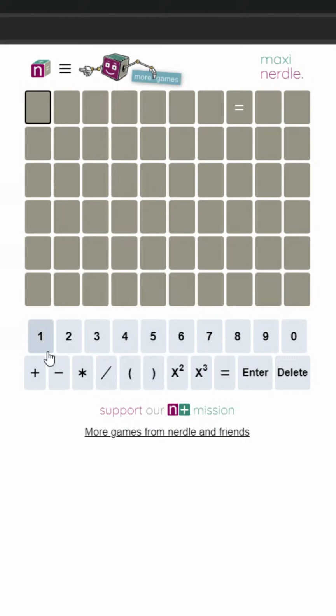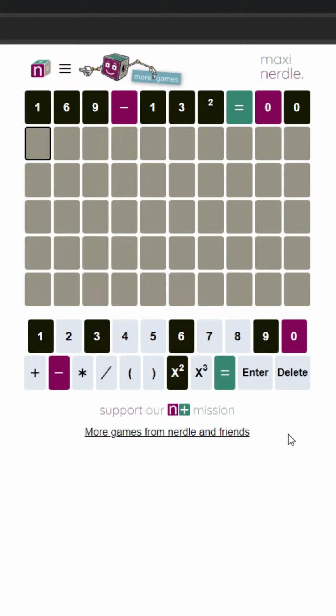So let's try like the more characters or numbers we use, the better it'll be. So like 169, 13 squared minus 13 squared would equal 0, but it's not the full thing. Oh, they let me do it though. Okay, so we do have a double-digit number. We have a 0, we have a minus.